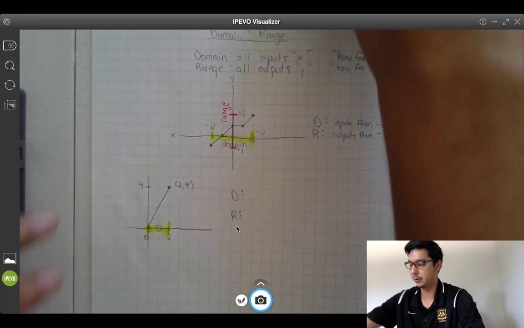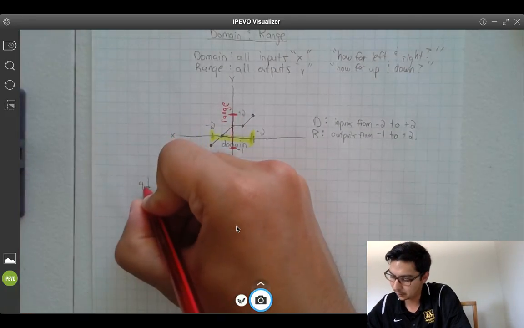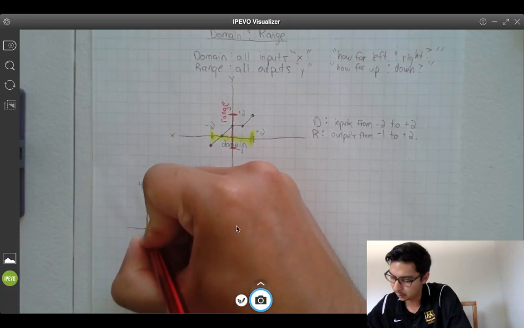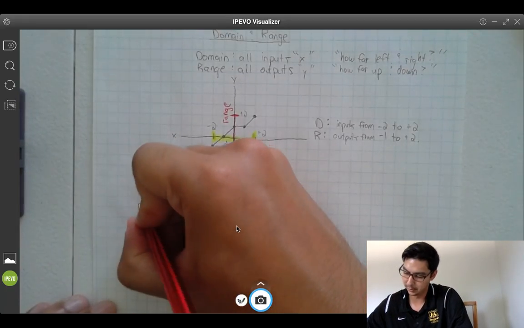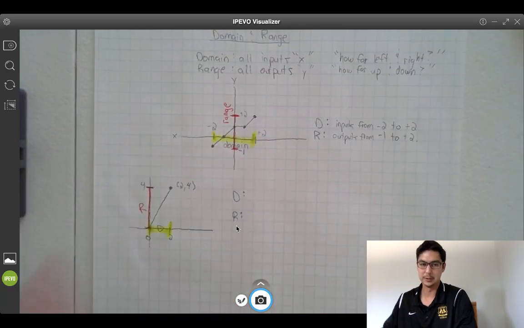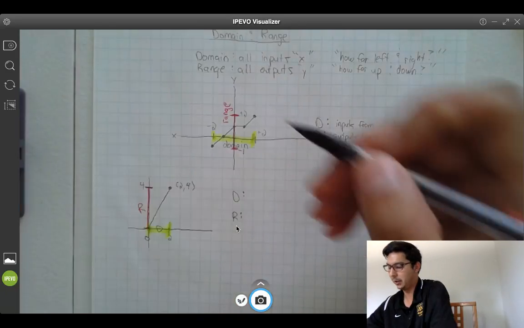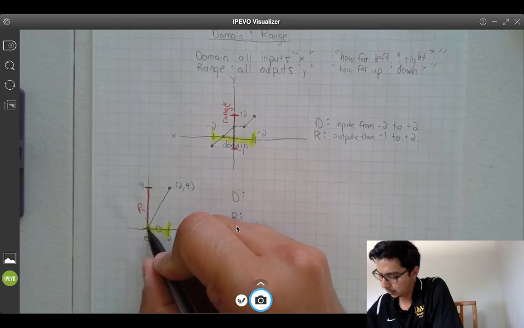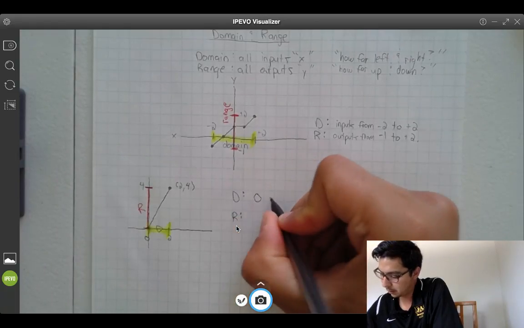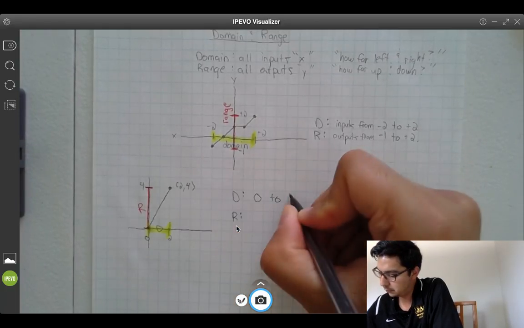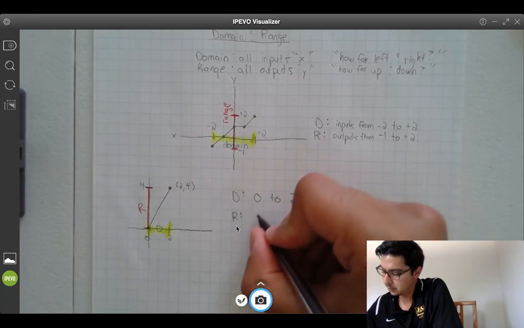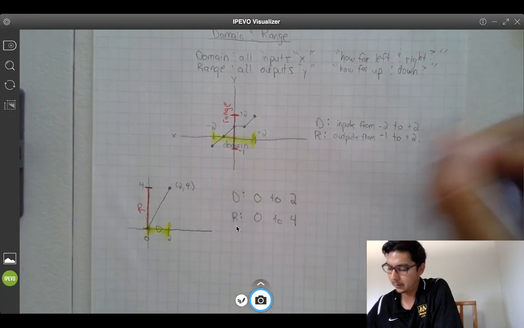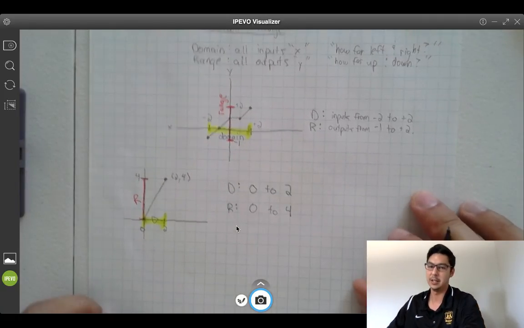And your range is the y value. So your range is from the highest point to its lowest point, where its lowest point is down here. That's your range. So your domain here, the smallest is at 0. So it's from 0 to 2. And your range is also from 0 to 4. And there you go. Now let me ask you this.